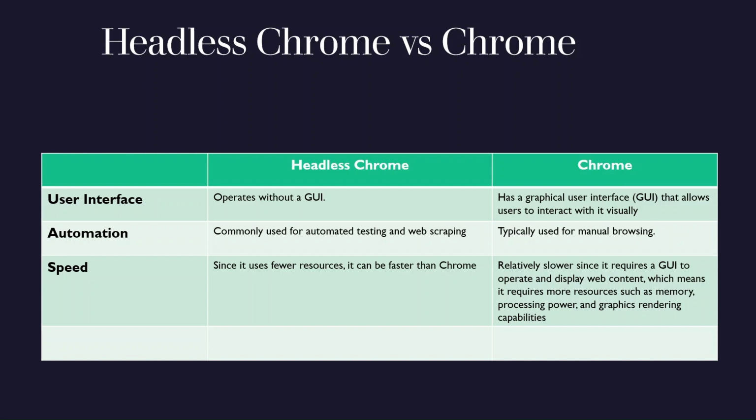And when it comes to speed, because headless Chrome uses fewer resources, it can be faster than Chrome. Because with Chrome, to display web content, it requires more resources such as memory, processing power, and graphics rendering capabilities. So when you start writing your test cases, typically you start in the Chrome browser, and after you get all your locators and other things you need, when the test case is ready, then you can run them in headless Chrome.